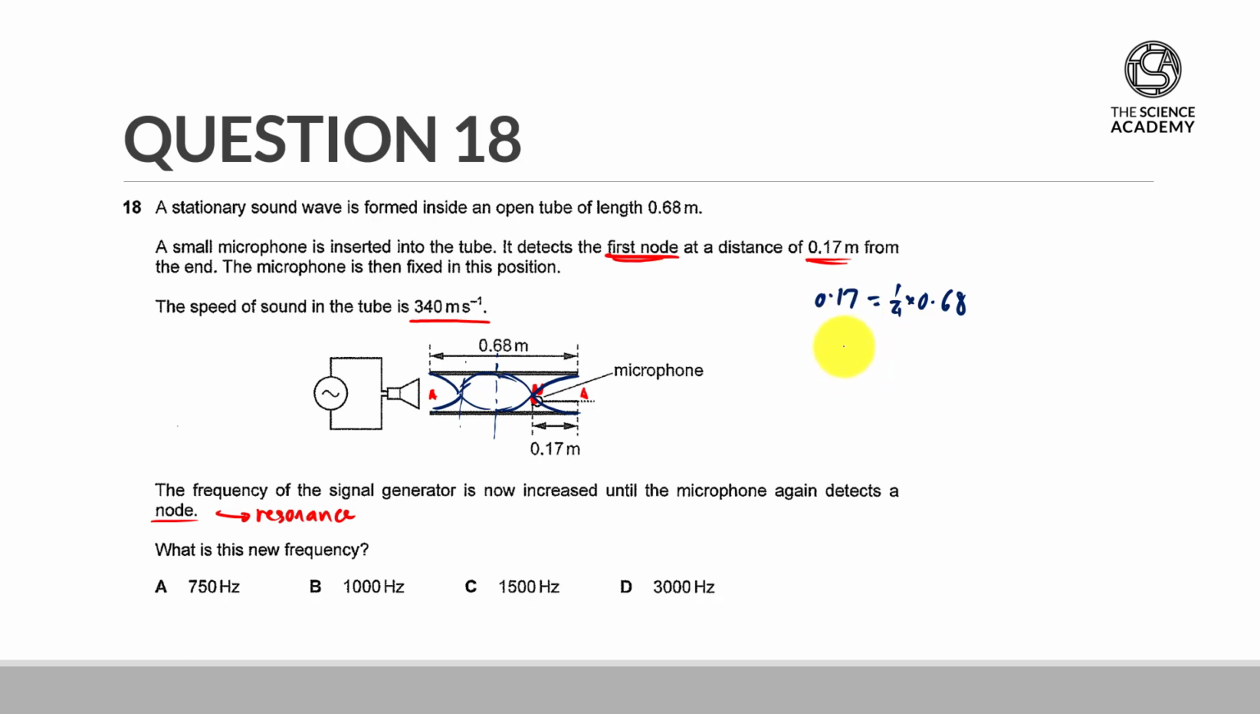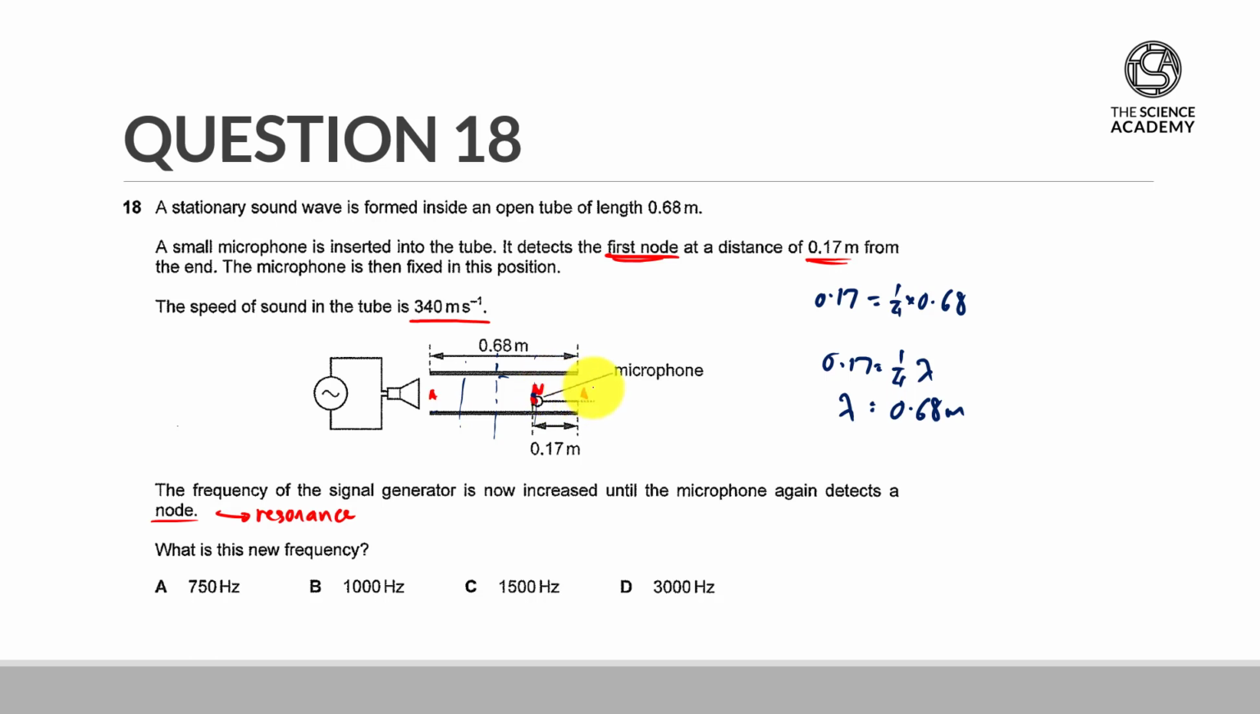And thus we know that 0.17 happens to be 1/4 of a wavelength, because you can see we can fit 1/4, 2 quarters, 3 quarters, 4 quarters inside this length of 0.68. And thus, the wavelength for this biggest wave that we can fit in is going to be 0.68 meters. Now, if we increase the frequency, this means that the wavelength will be shorter.